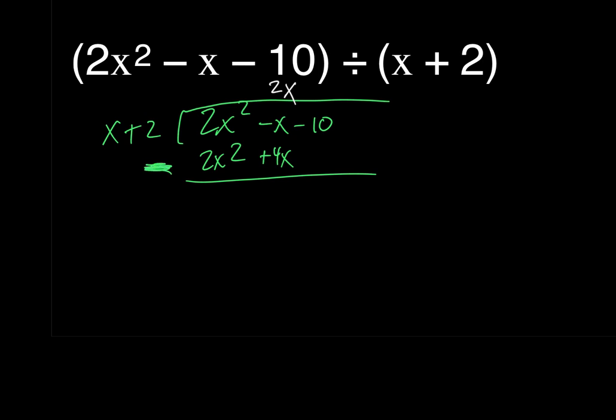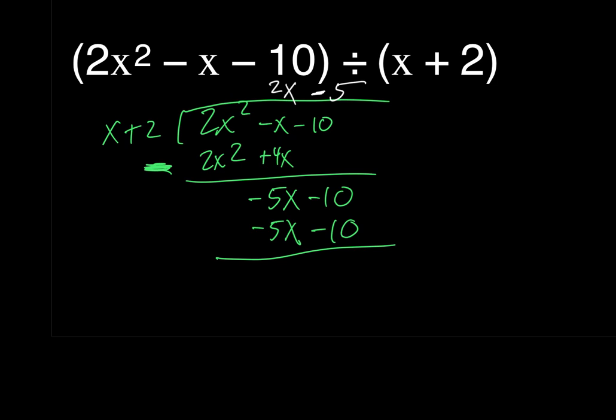Negative x minus 4x is negative 5x. Bring down the negative 10. This will be negative 5. Again, as you're watching along, you're hopefully trying to predict what number should go in there because I'm paying attention to what's happening. Because negative 5 times x is negative 5x. So it'll be negative 5x. Negative 5 times 2 is negative 10.